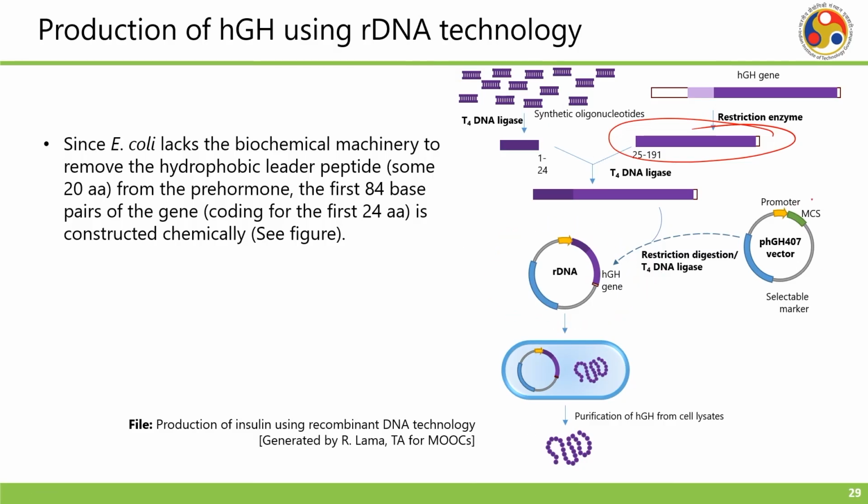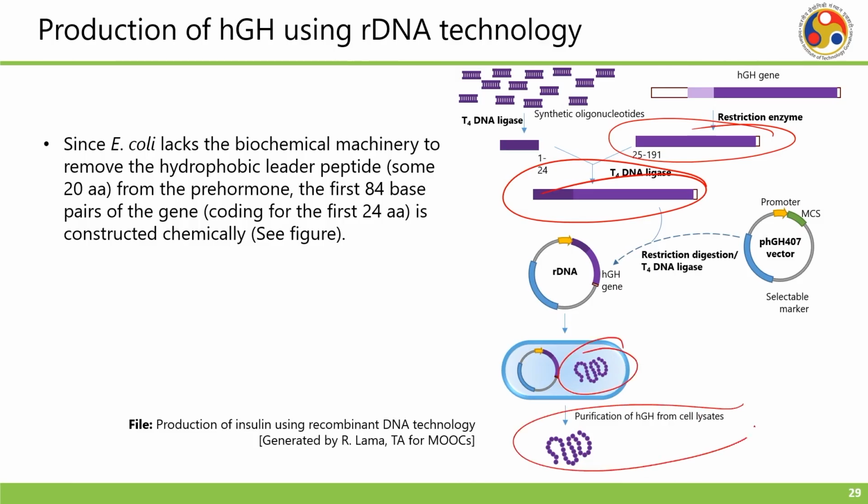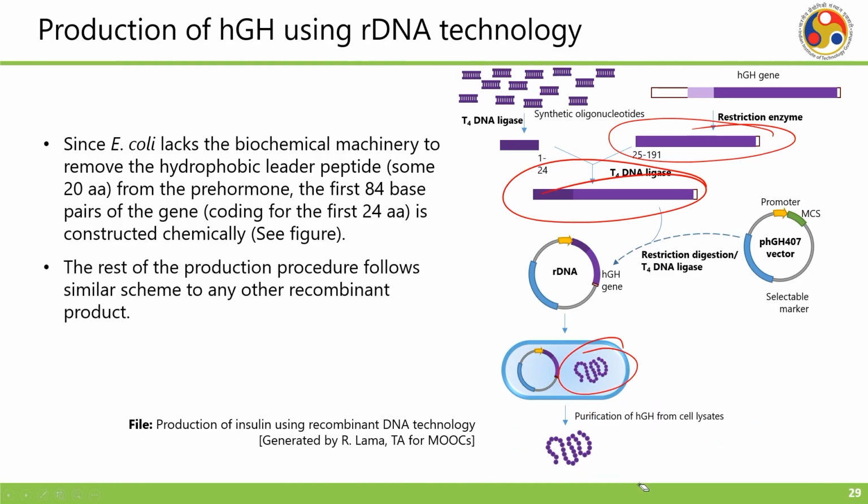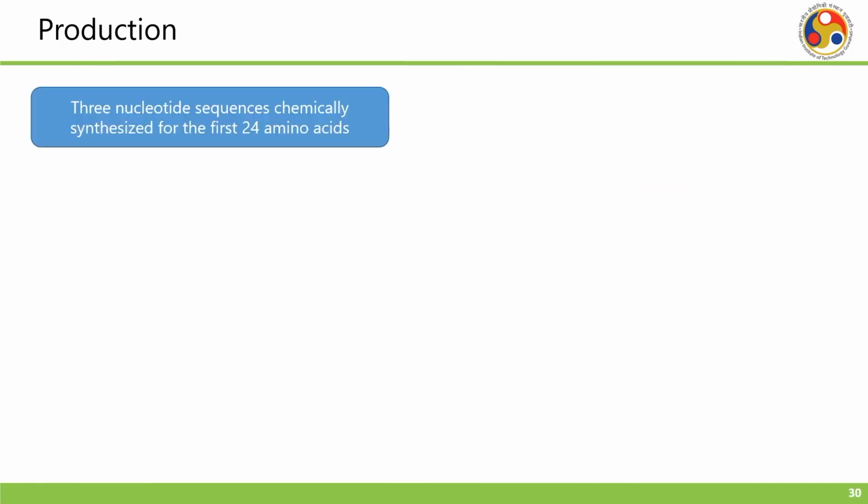So, this vector has a promoter and a multiple cloning site, and then we use restriction sites in this MCS to open up this vector, so that this construct can be loaded. So, these are then transformed into the cells, the expression host, and the hGH is produced, and then we purify the human growth hormone from the lysates. The rest of the production procedure follows a similar scheme to any other recombinant product, as in the case of insulin.